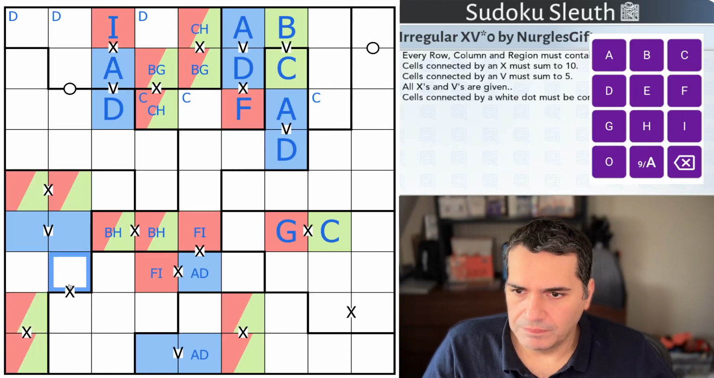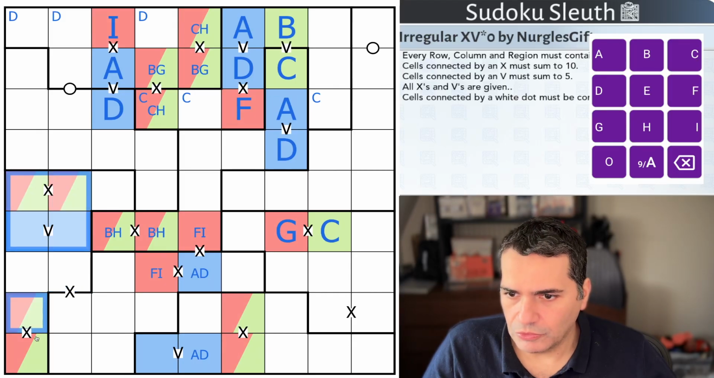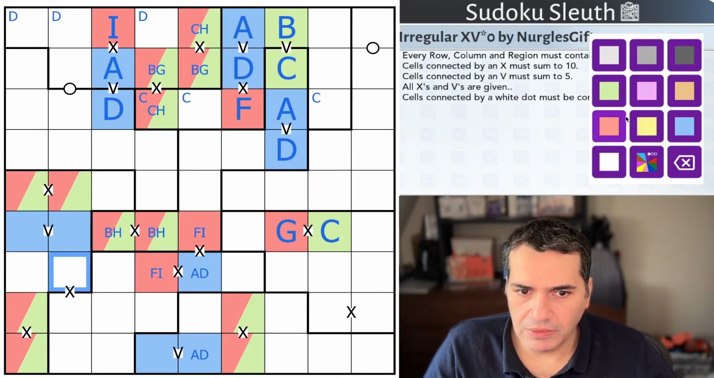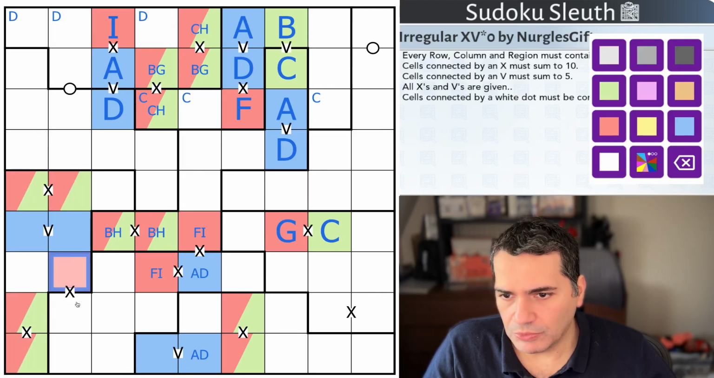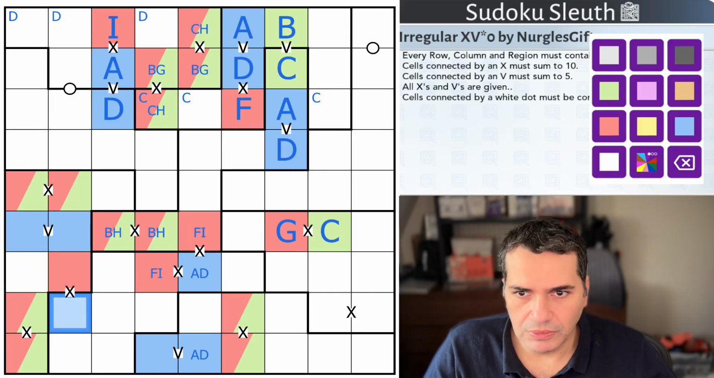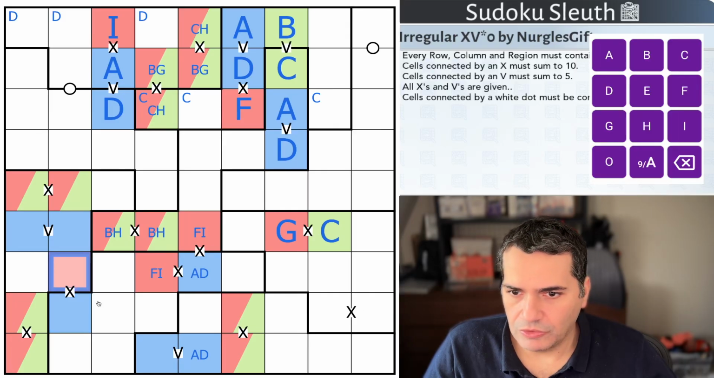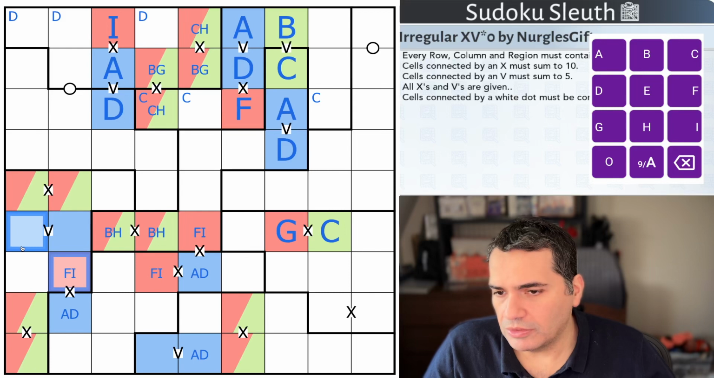This cell can't be low because I've placed all the low digits already, all 4 of them. It has to be high. And it can't be the high digits that are associated with green because I've already placed both of them. So this has to be blue. And again, this would have to be F or I. This is A or D. And notice that this F or I has to be the one that partners up with this cell to make 10.